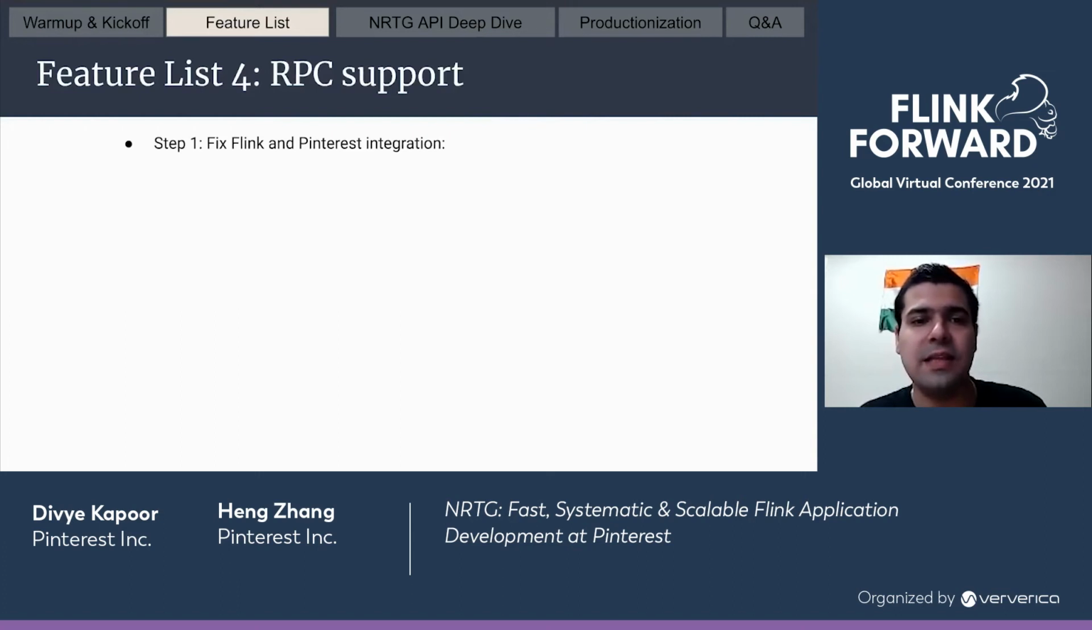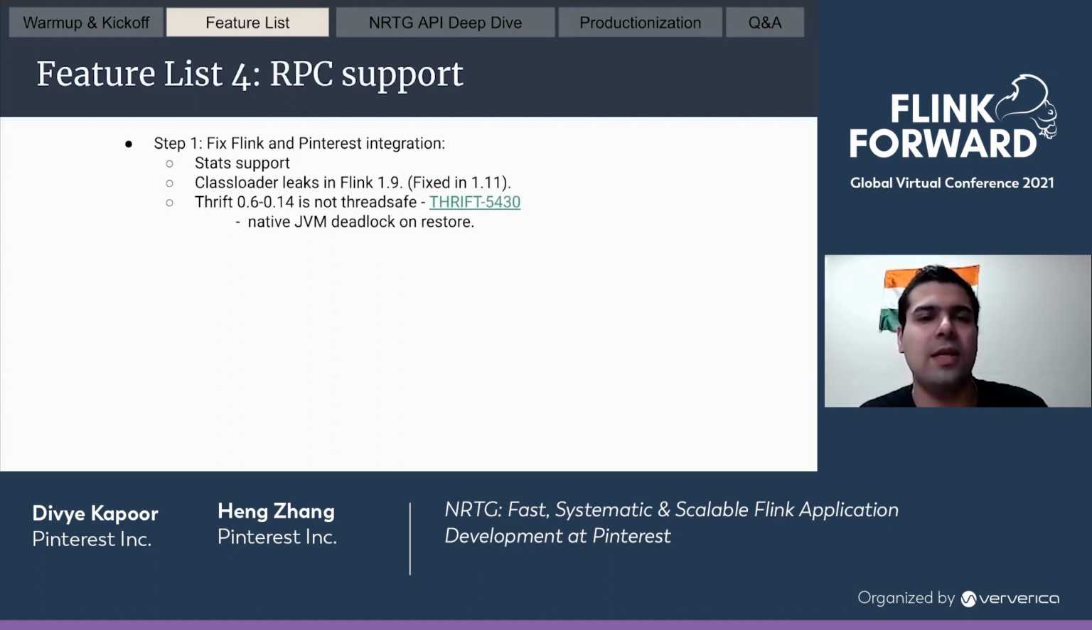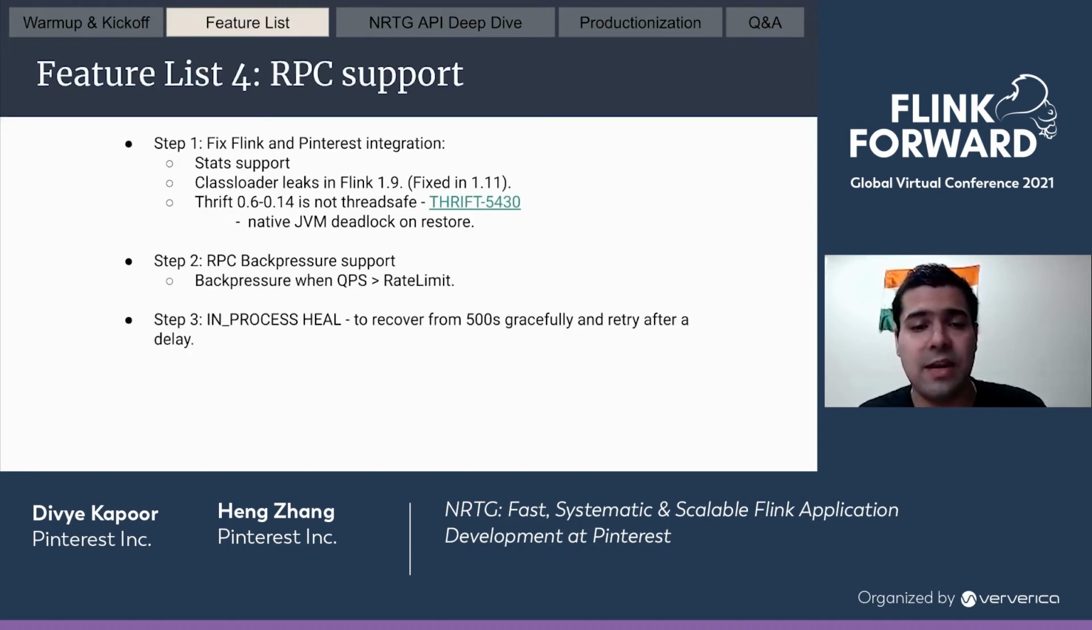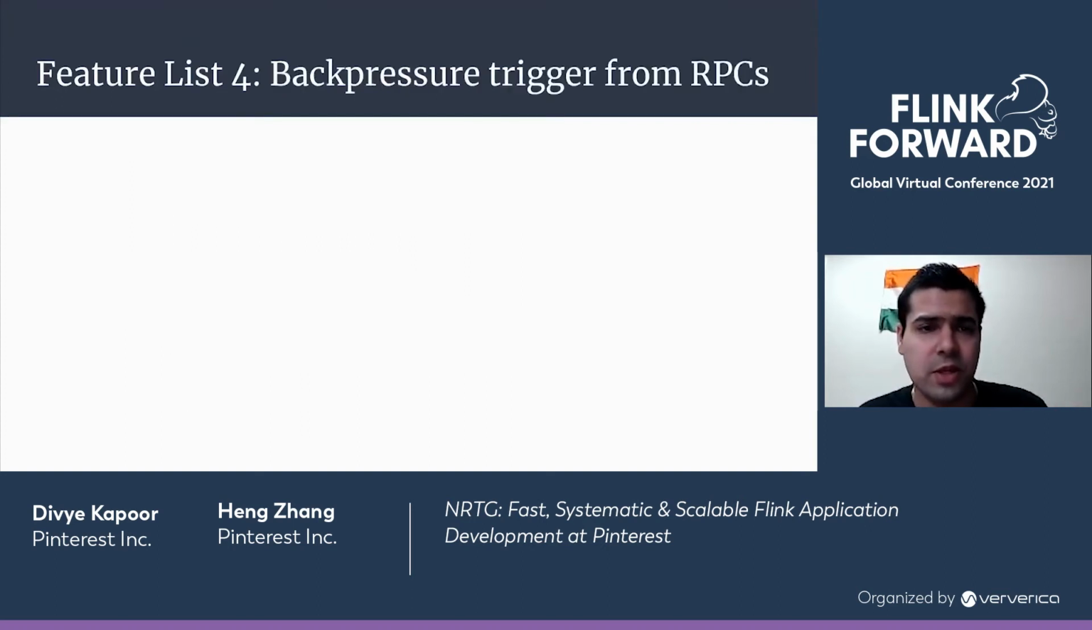RPCs were another big thing that we worked on. We worked on stat support for these RPCs, worked through class loader leaks. We worked through a native JVM deadlock when Thrift was not thread safe. So checkpointing and restore can actually deadlock the job. We worked on RPC back pressure support, when QPS is greater than the rate limit. We worked on in-process heal to gracefully retry after a delay. And we used the iterate operator. Many more issues got resolved.